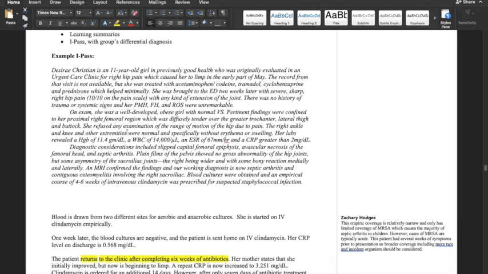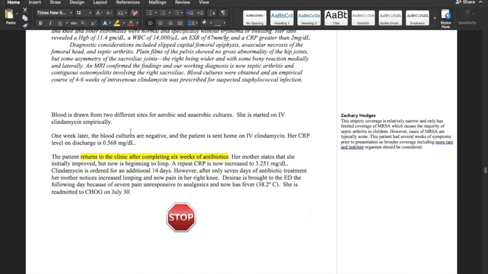All right, moving on to part 2. So blood cultures were drawn with aerobic and anaerobic cultures. She started on IV clindamycin.